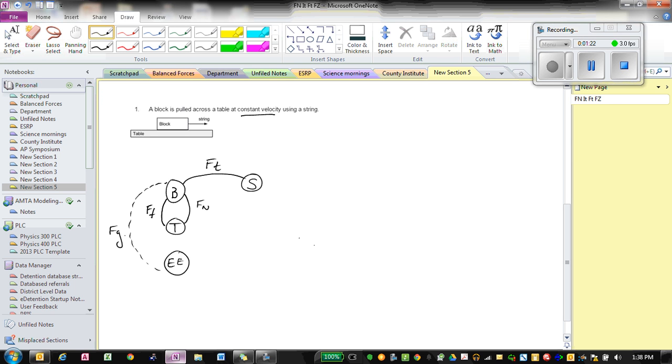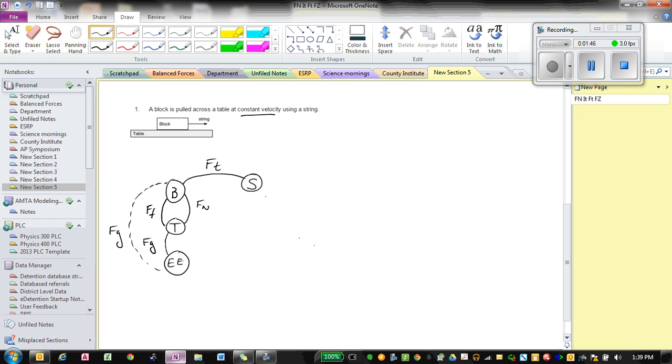Likewise, we're going to have a gravitational interaction between the table and the entire Earth. And there may be a gravitational interaction between the Earth and the string, but I'm going to assume that the string is just so light that we can ignore that force of gravity. Essentially, we're making the massless string approximation here.